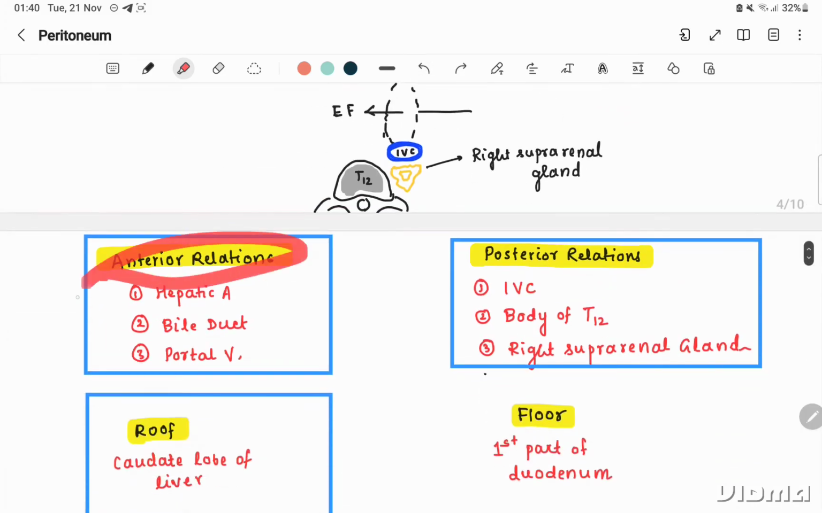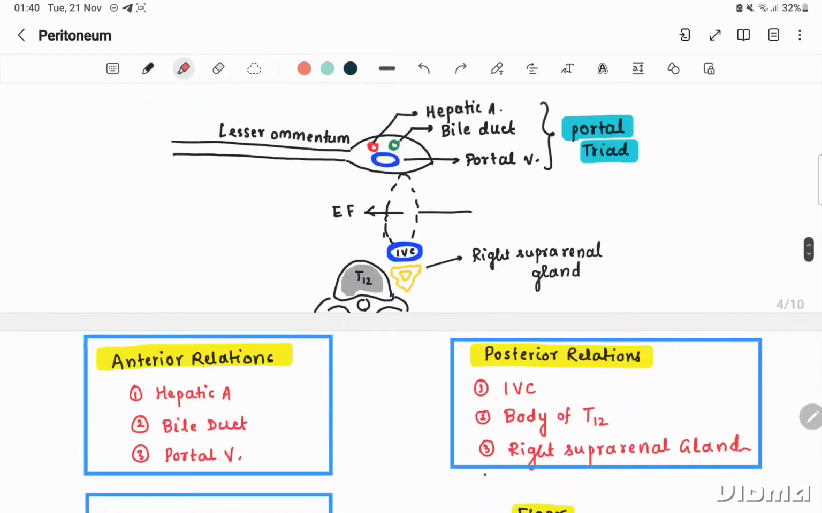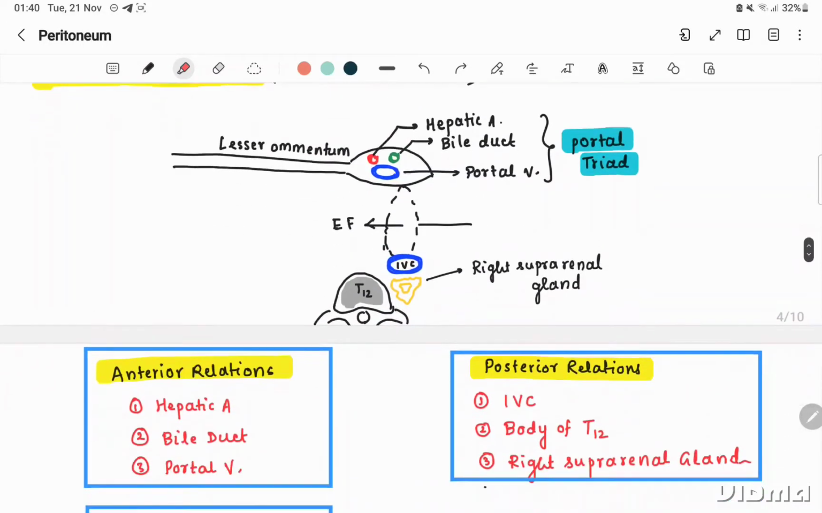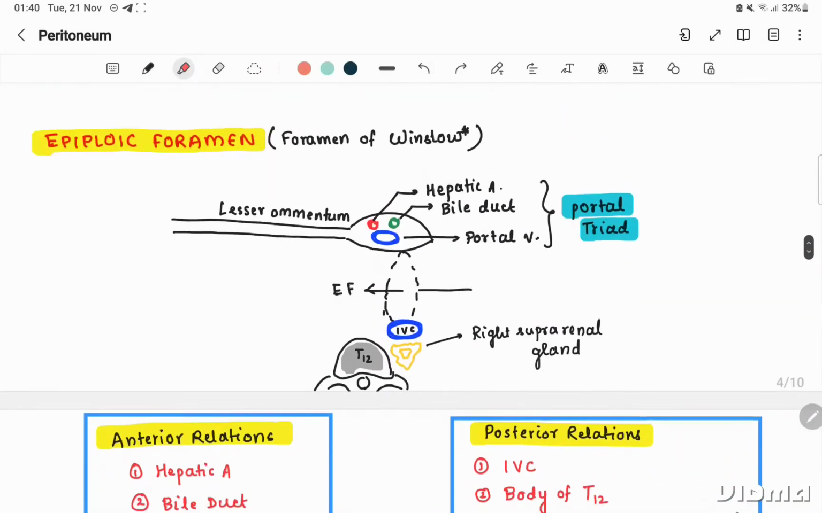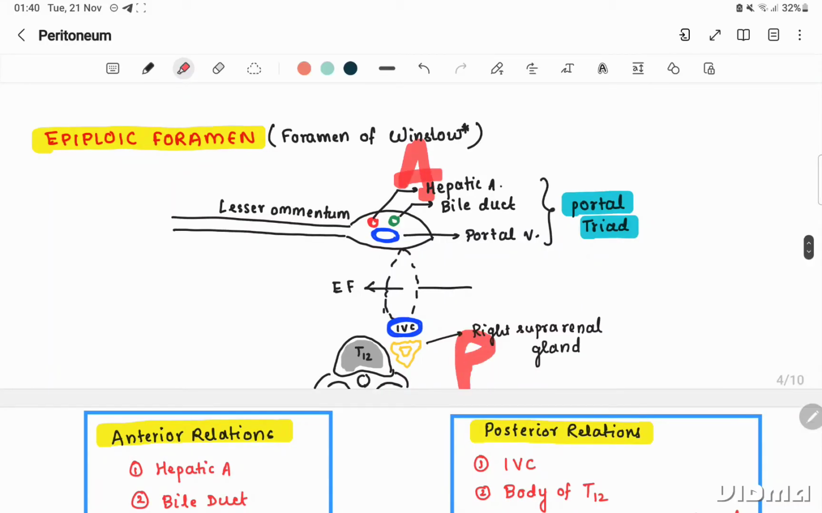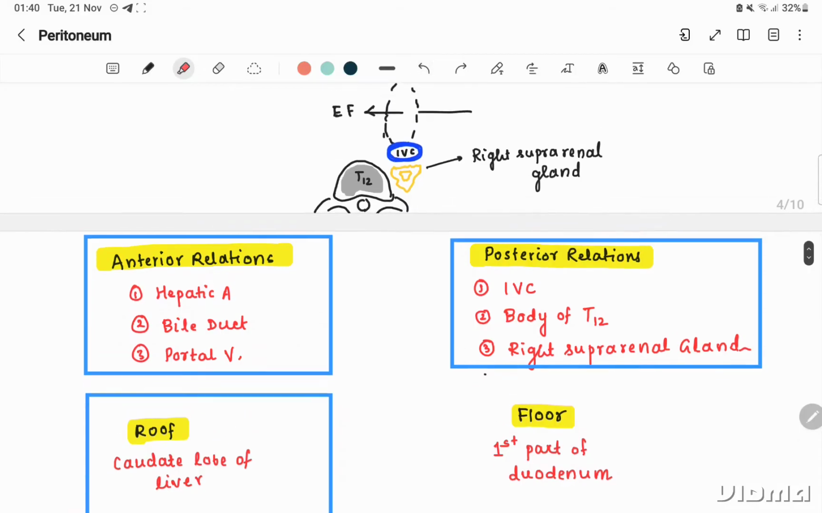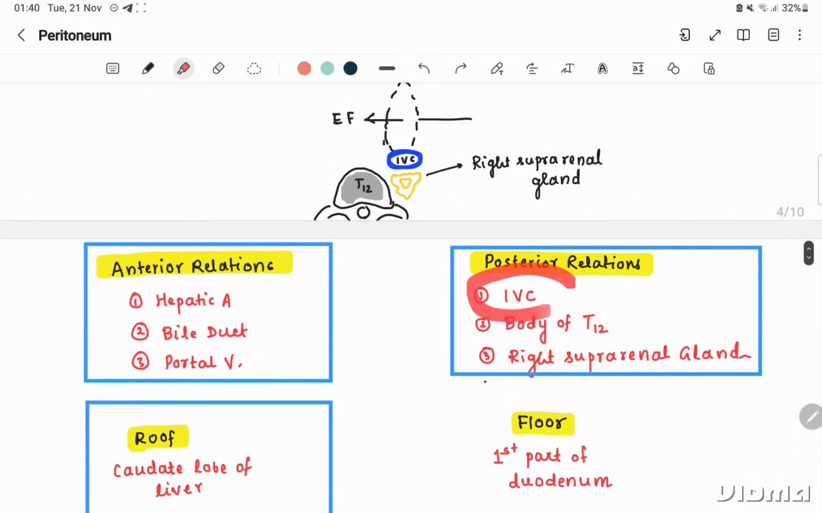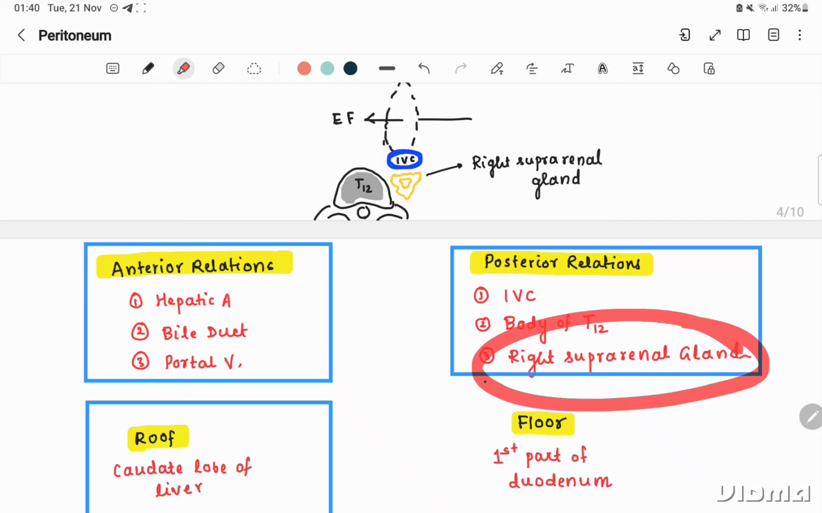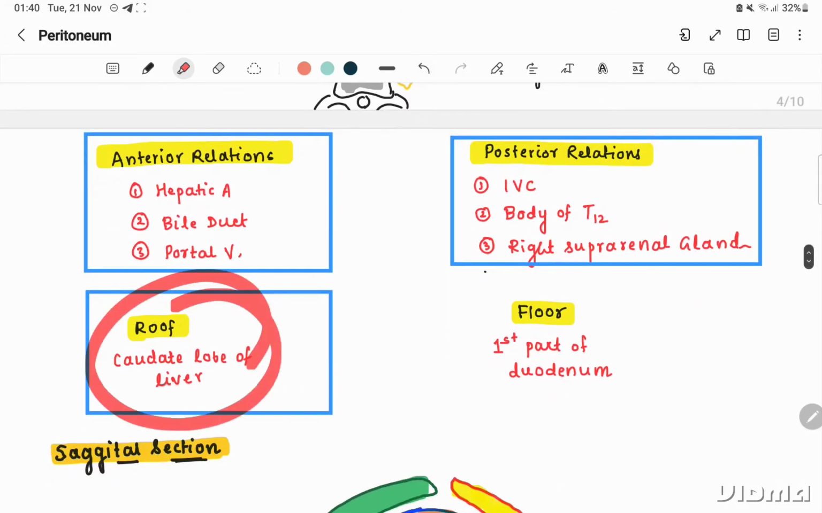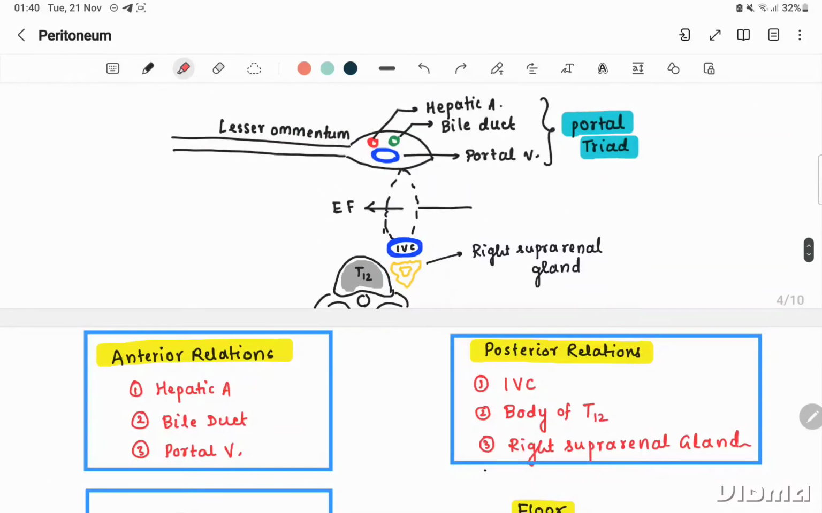So what are the anterior relations of your epiploic foramen? This is the anterior part and this is the posterior part. Anteriorly are the hepatic artery, bile duct and portal vein. Posterior relations are the inferior vena cava, body of the T12 vertebra and the right suprarenal gland. What is the roof? The roof is the caudate lobe of the liver.